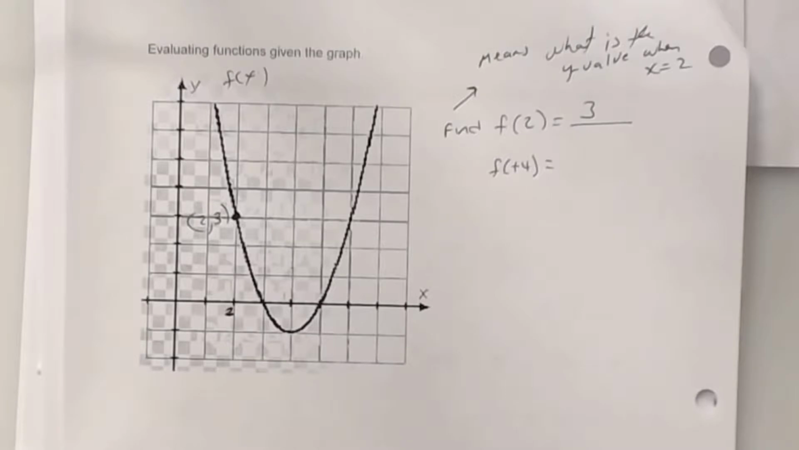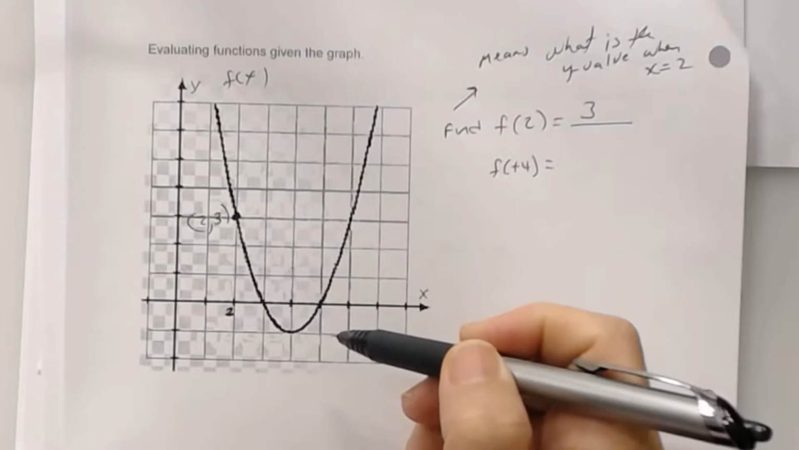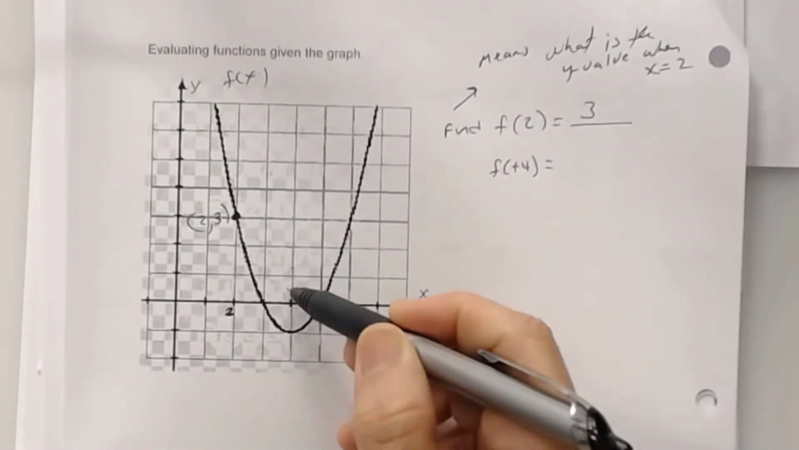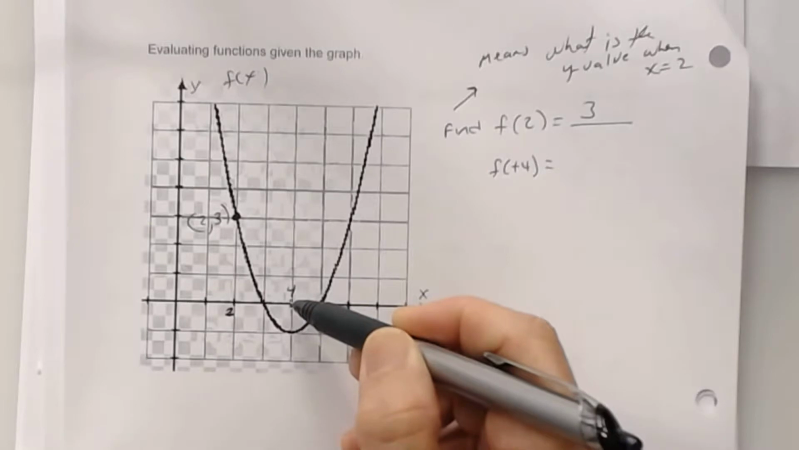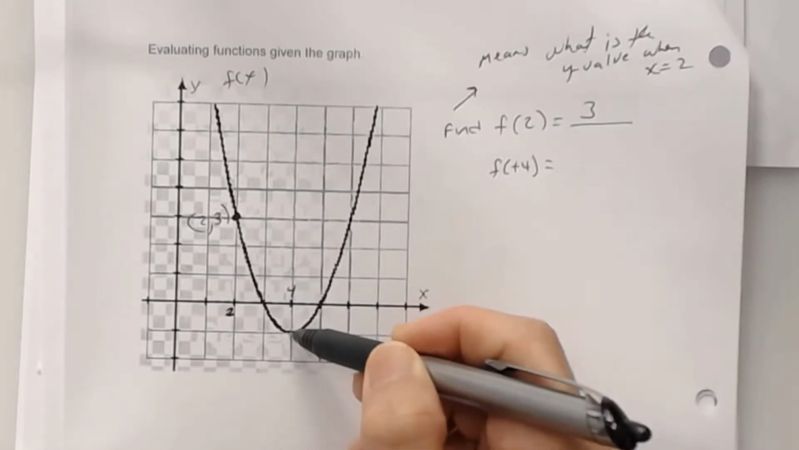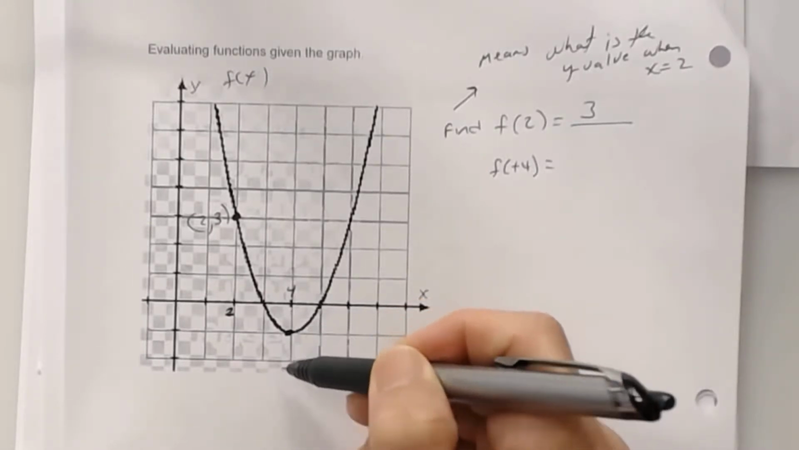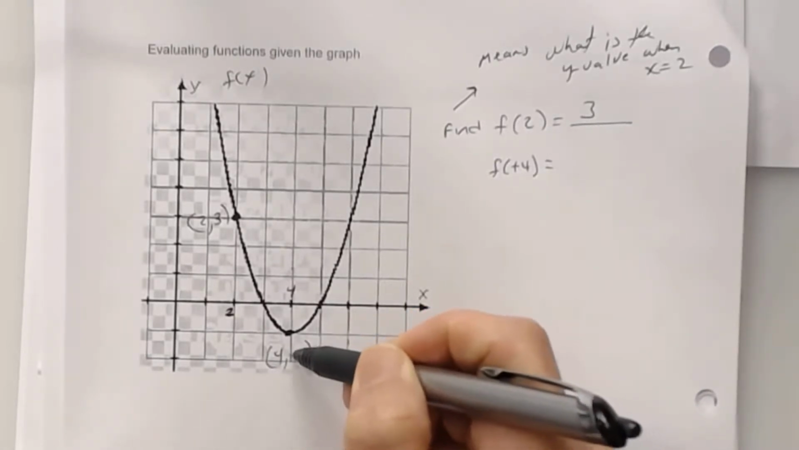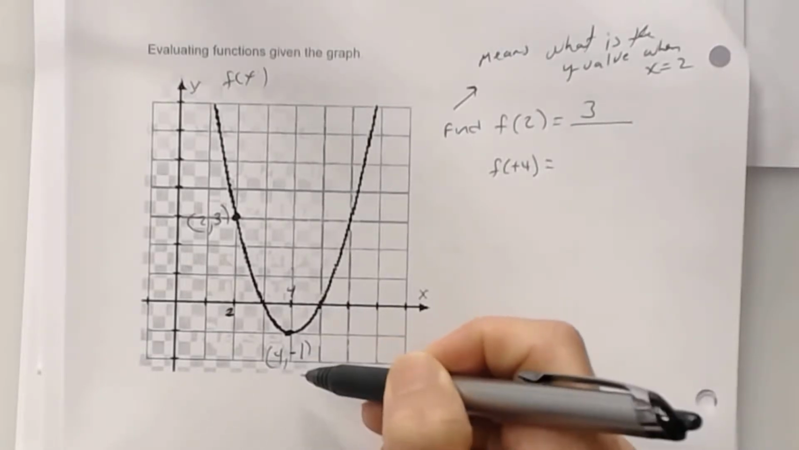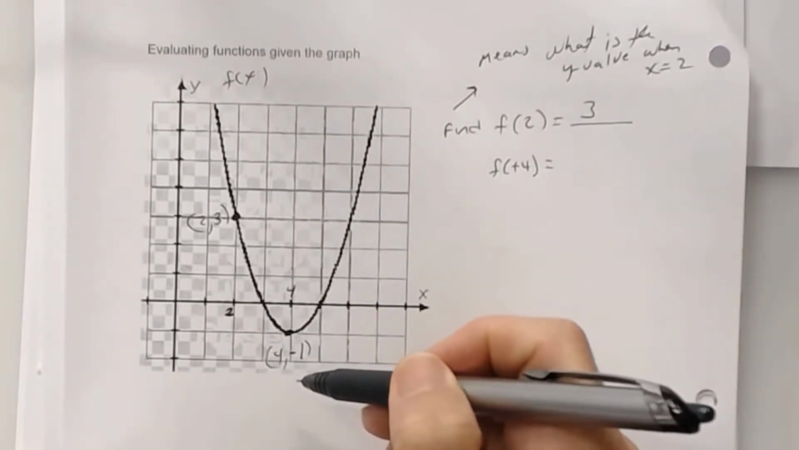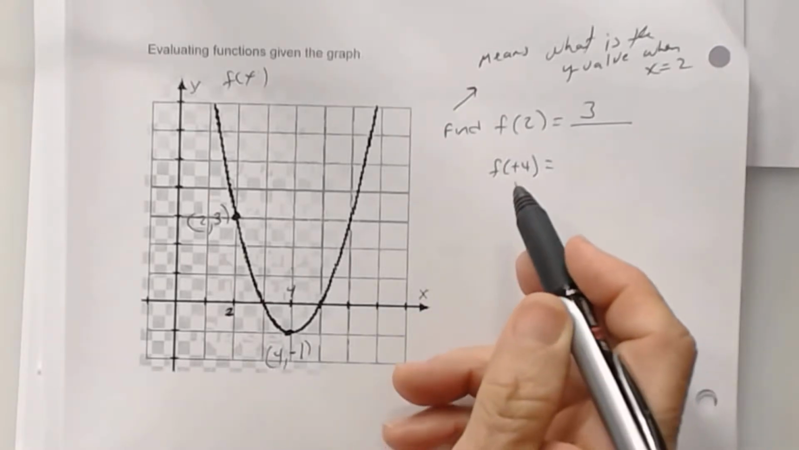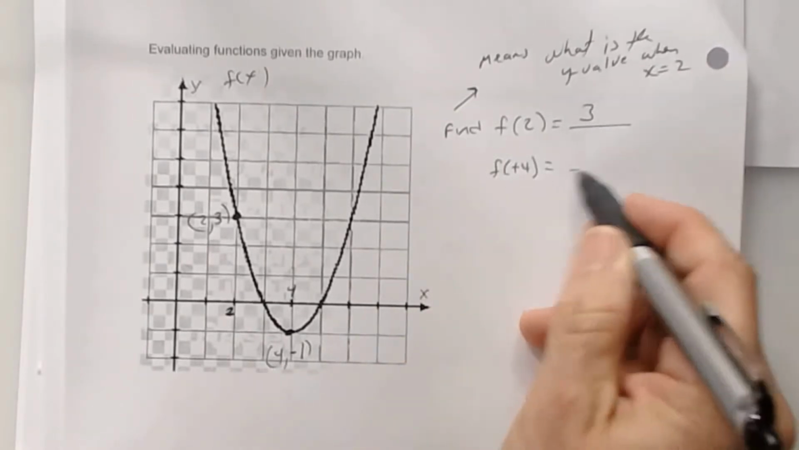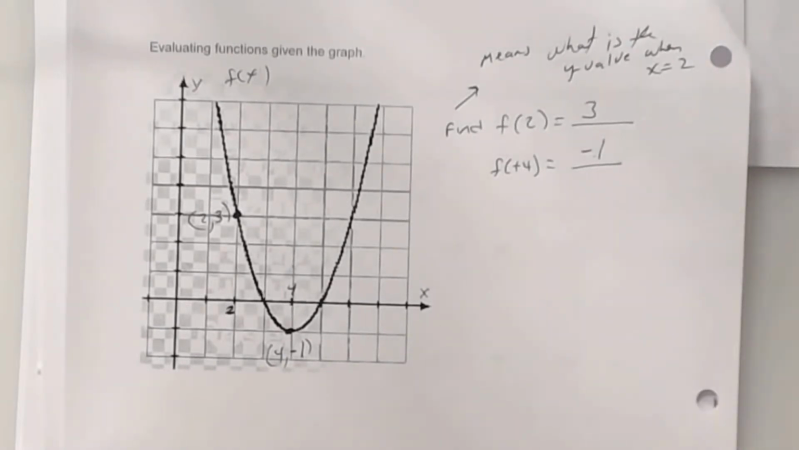So go to your graph and you locate the point when x is 4. So on your x-axis, where's 4? Right here, right? So the point on the graph, you go straight down, and that's the point of the graph, right? Label it if you've got to. That point right here is 4 comma what? Negative 1. So if you got to label the point, label the point. So now you found f of positive 4. So when x is 4, what's my y value? Negative 1. So f of 4 is negative 1.